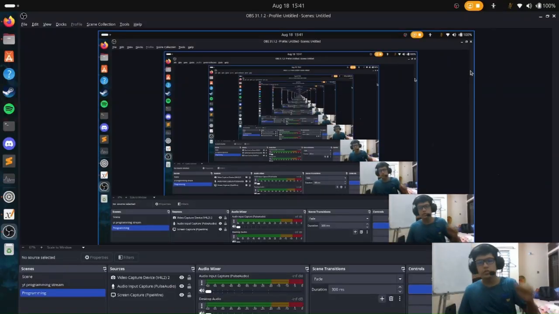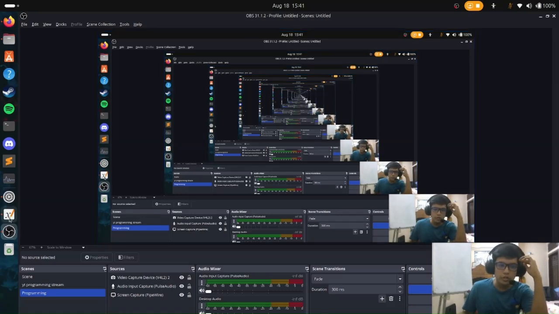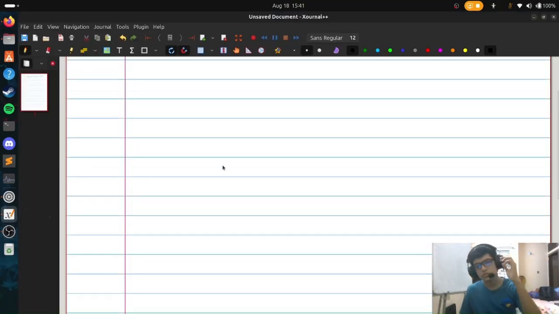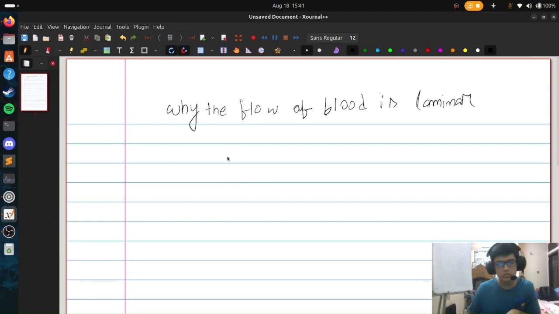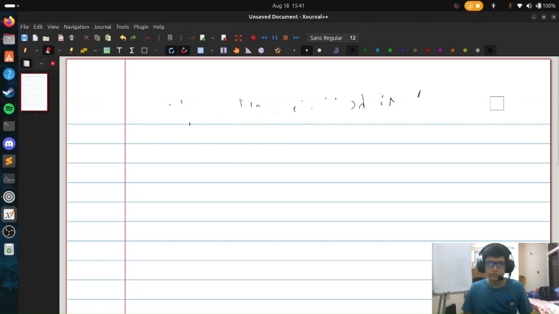So today we're going to study something much different. Let me write it down again here. I like it when the handwriting is clear. So today we'll talk about why the flow of blood should be laminar. That's the thing we're going to talk about.